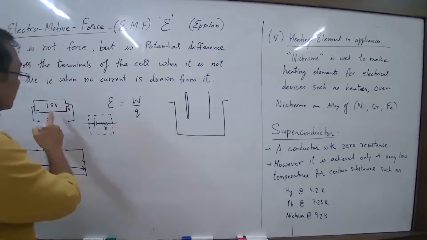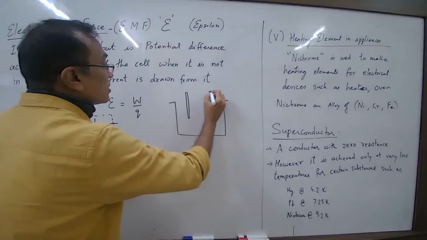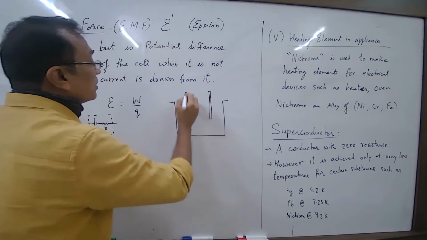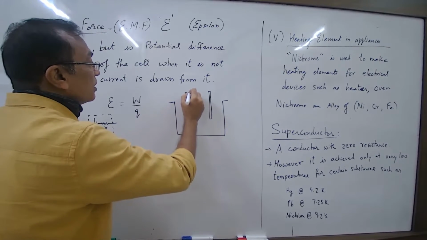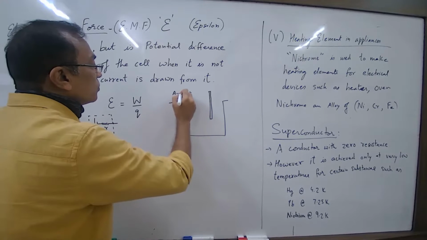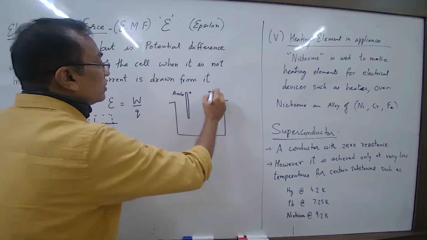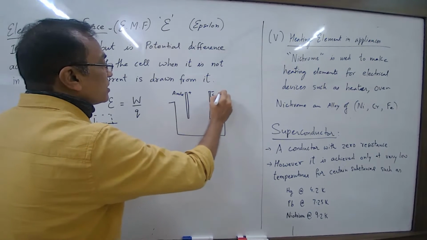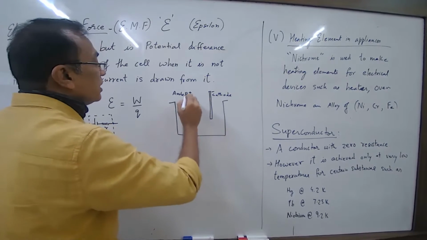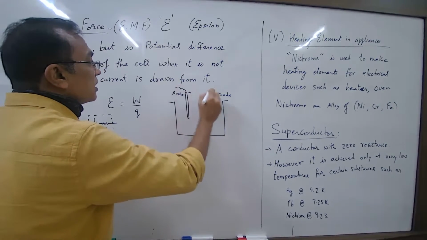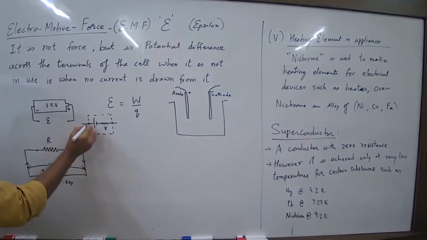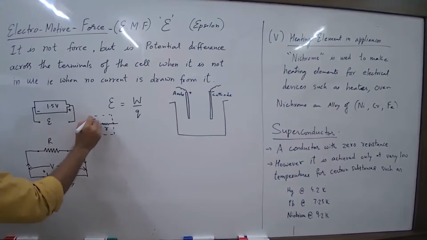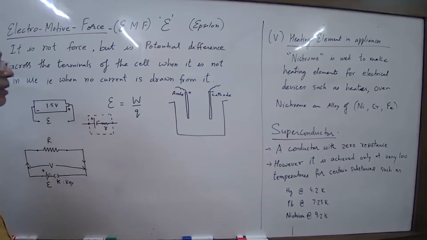So what is inside it? What is the structure of the cell? It has a positive electrode, right? Which we call anode. And we have a negative electrode which we call cathode. Okay? So this point is plus, and this is minus.